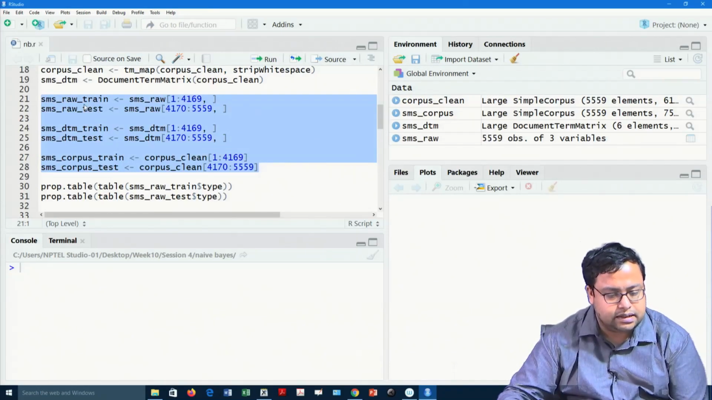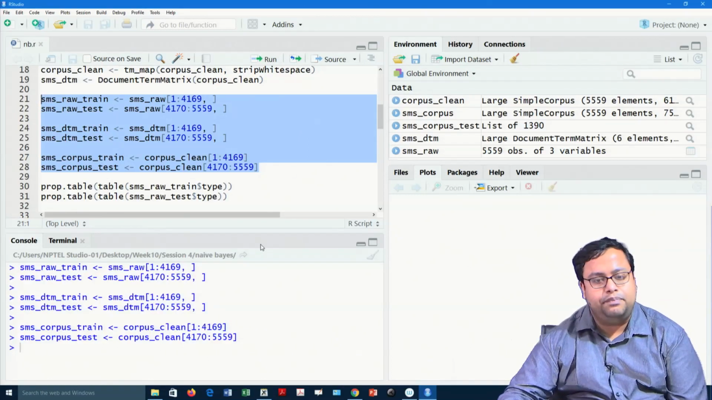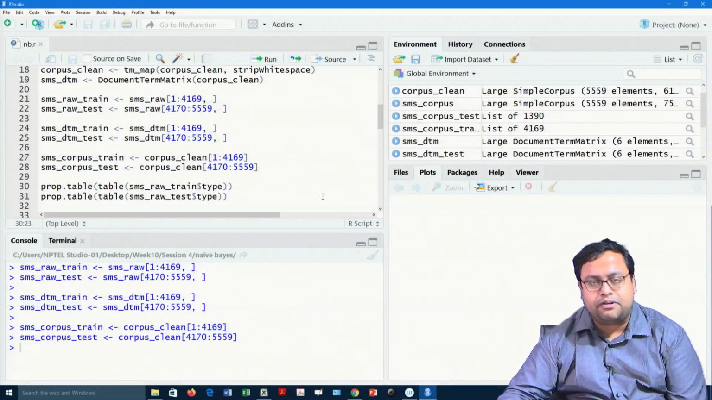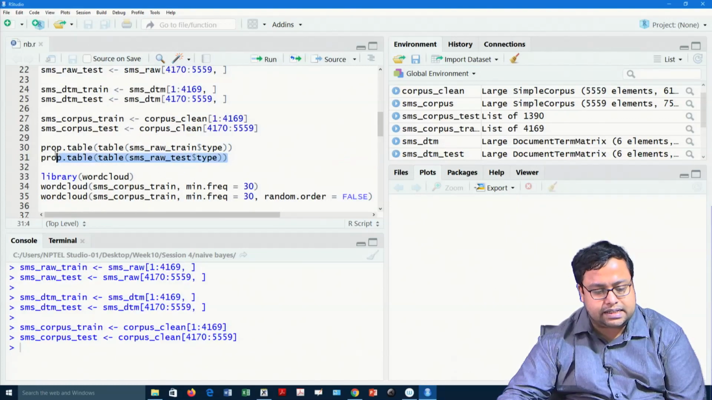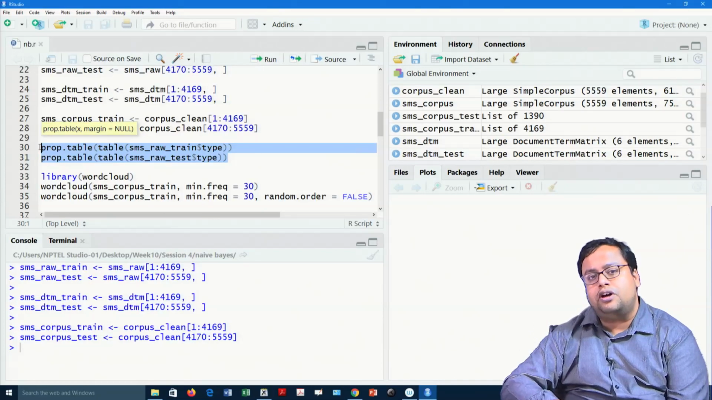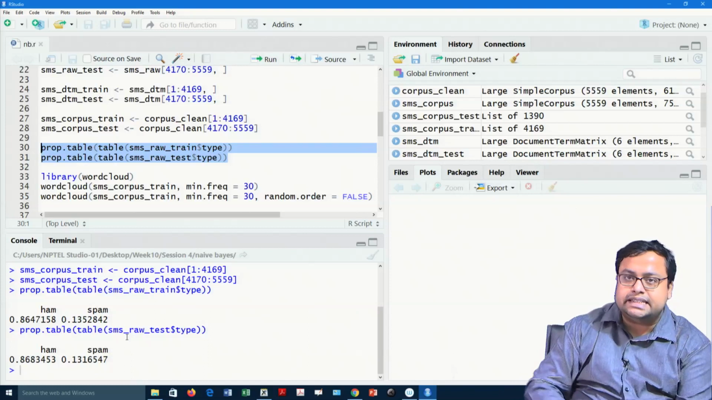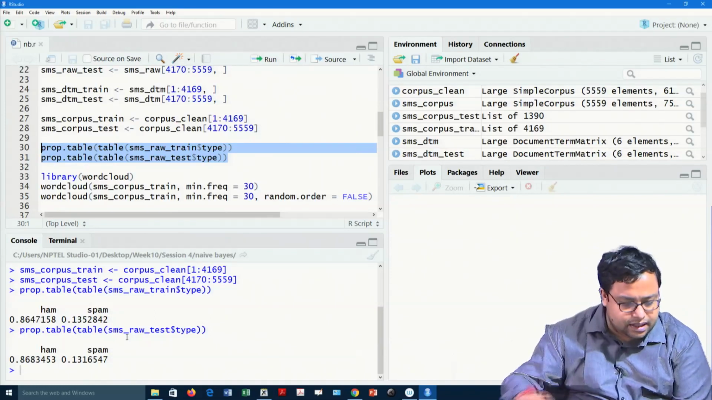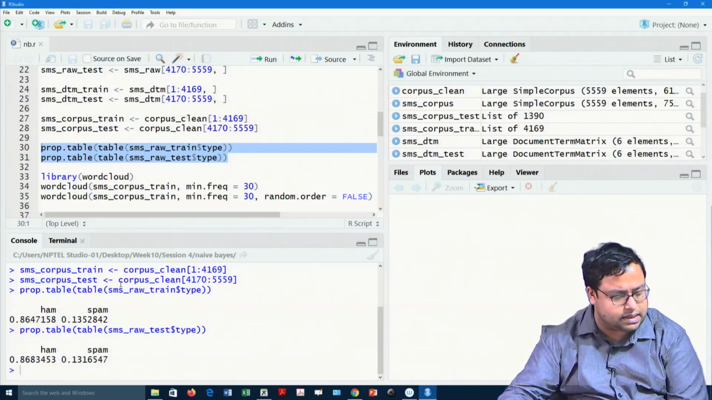The first one is the raw data, next is the DTM and third is the corpus. Fair enough, I have broken them. After breaking them, I want to check that I have not introduced bias, so I am checking whether the distribution of spams and hams in the training and testing data is similar. Earlier it was 86.5% ham; in the training data it is 86.47, and here it is 86.8, more or less similar. So, I can deal with this.